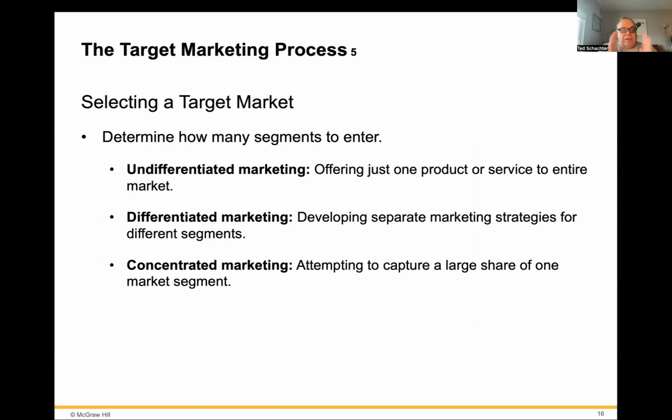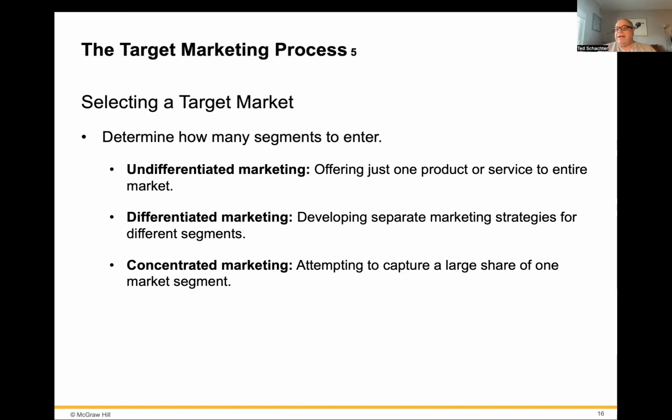And another thing that we need to talk about is these three target marketing processes that you will be tested on. So one of them is undifferentiated marketing, which is very rare. So for example, let's take regular Coke. Okay, there's no other Coke except regular Coke. It's sold in a 12-ounce bottle, and that's it.